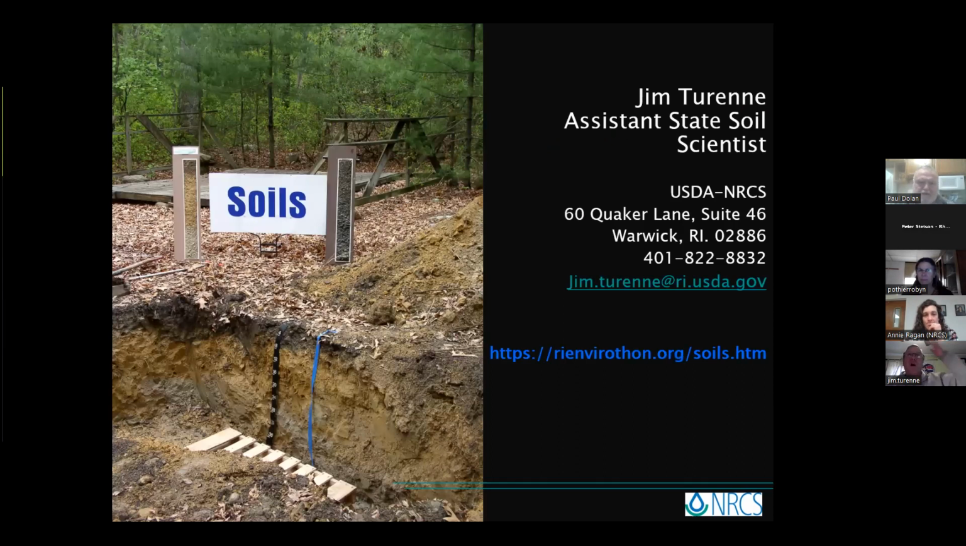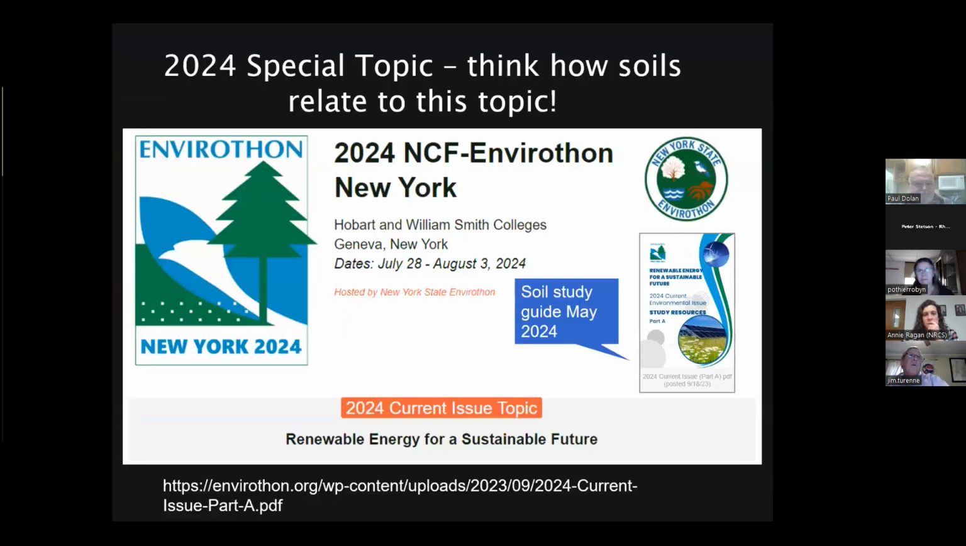All right. So for the Envirothon, again, I'm Jim Tureen, Assistant State Soil Scientist. I'll load this presentation to that site as soon as I'm done. I'll give it to Paul or Peter to load up there. So this is one of our sites that we use where we actually had a nice backhoe pit.